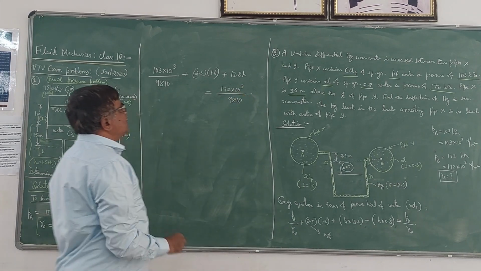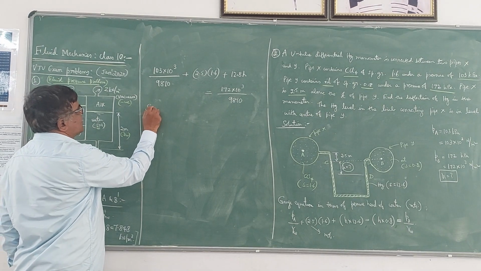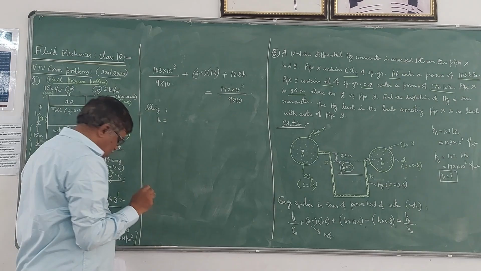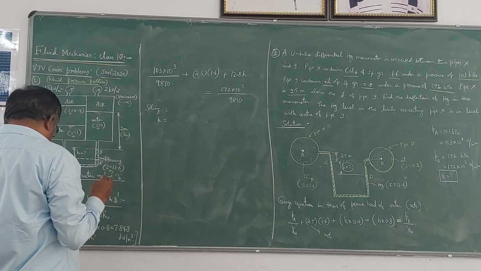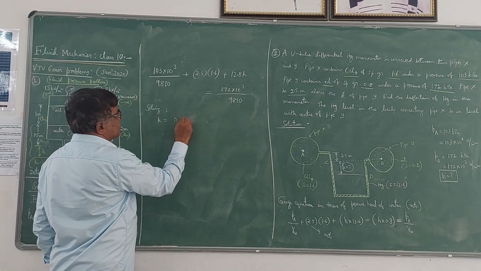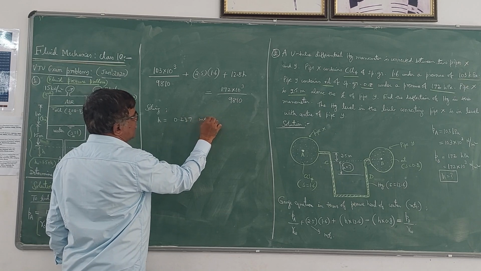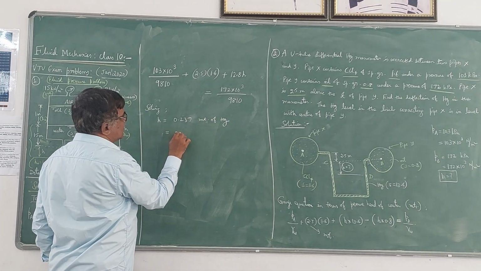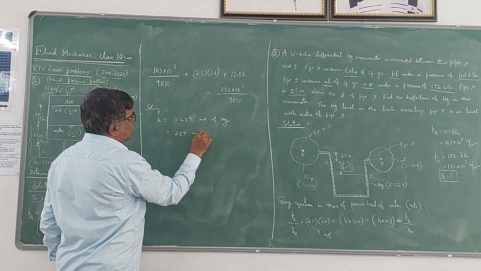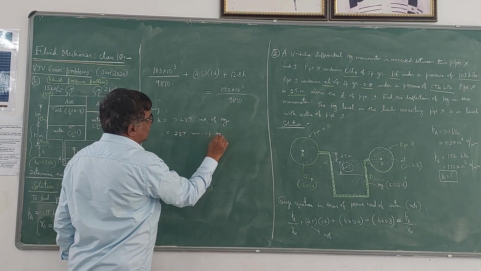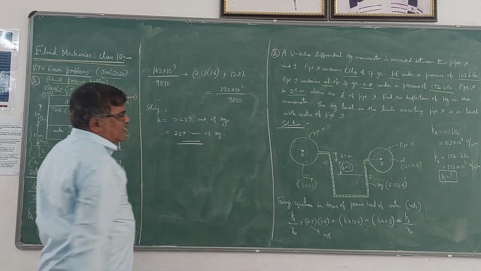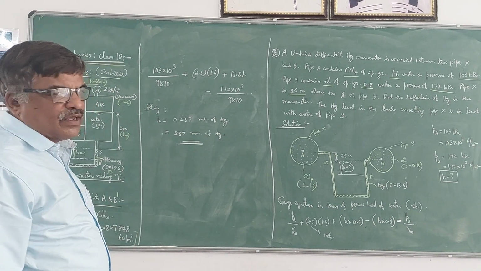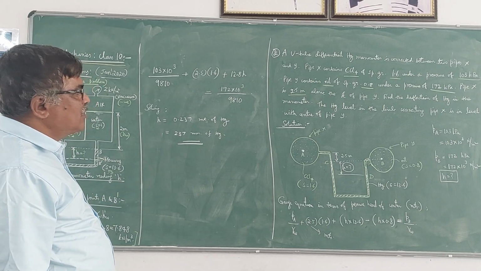Now just solve this equation. Solving this equation, you get the value of H as 0.237 meter. Please note that it is meters of mercury, or you can write it as 237 millimeter of mercury. So this is the difference in the mercury level or deflection in the level of mercury in the manometer for the given problem.